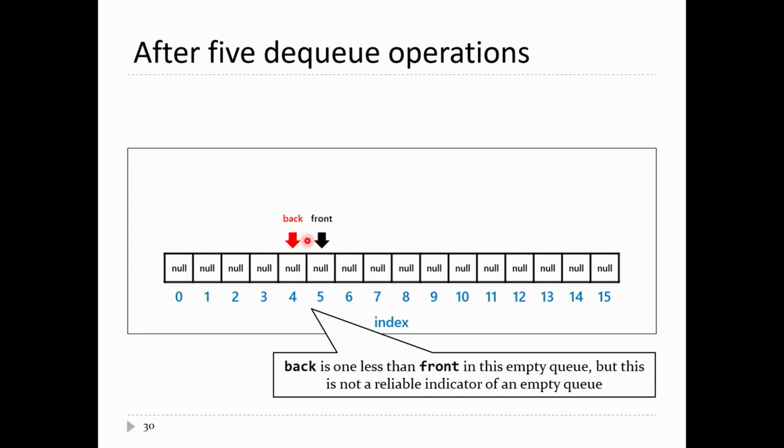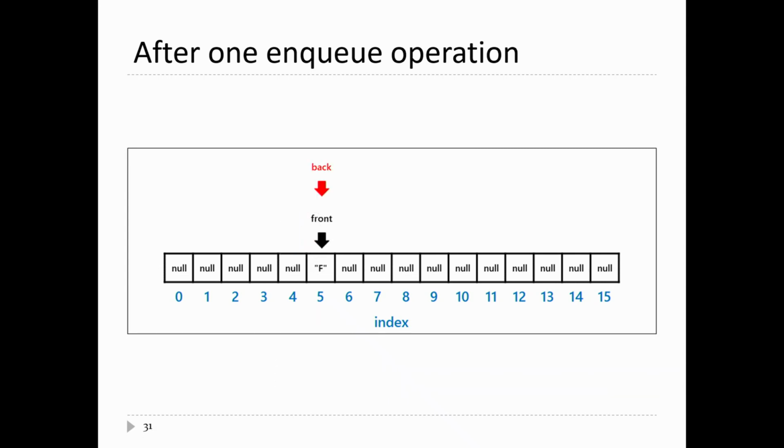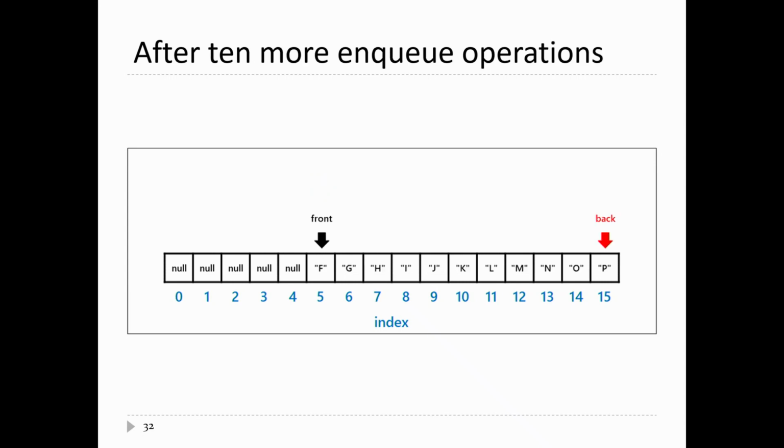But you would be wrong. So let's take a look at why we're wrong. So we're going to enqueue again. So I enqueue the F. And I keep on going. So I enqueue a bunch more elements. Now eventually back ends up at the end here.